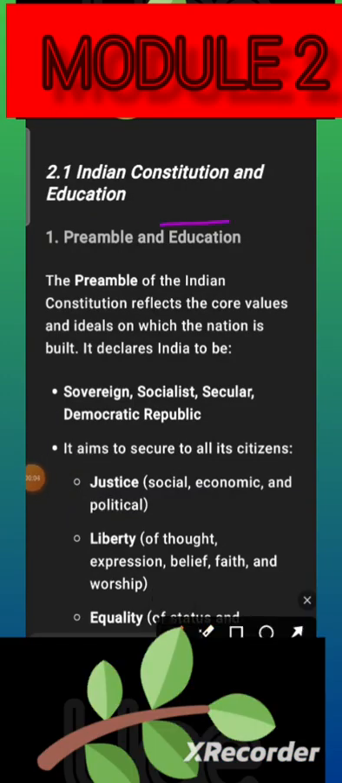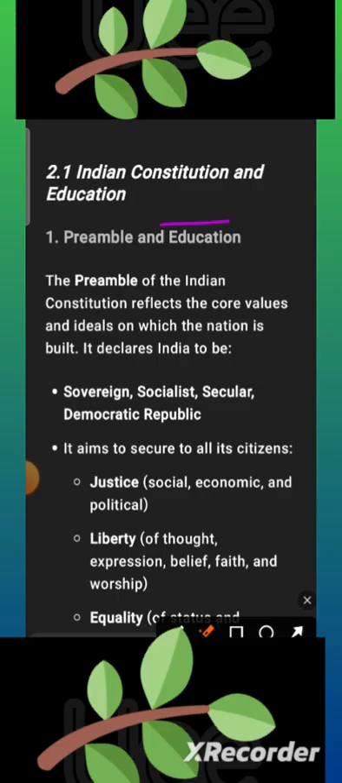Indian Constitution and Education, Module 2. The Preamble and its connection to education. The Preamble is the introduction to the Constitution. It reflects the vision of the Constitution makers and sets the tone for the laws and policies that follow.